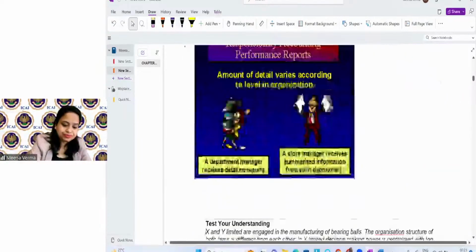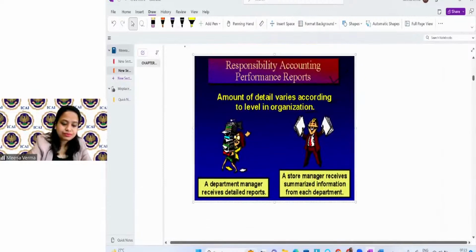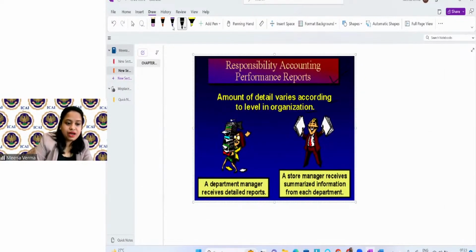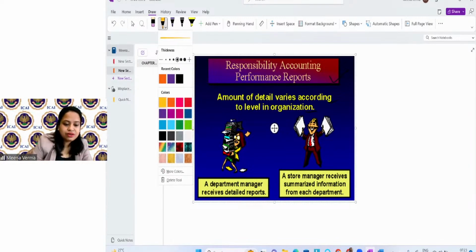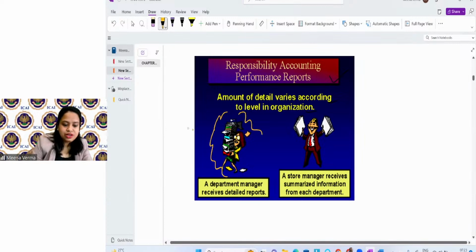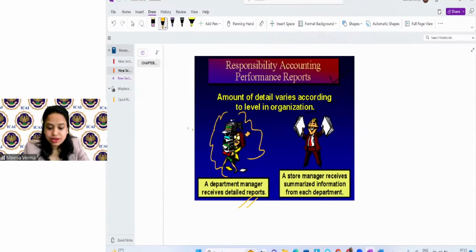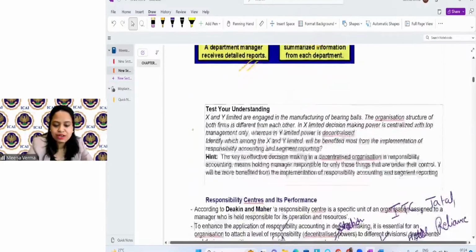Okay, so if you will see here, what is given here? The department manager needs a detailed report, right? The store manager receives summarized information, right? And the CEO will need just very highlighted data. So the point is that depending upon the responsibility and authority, they need different types of data.